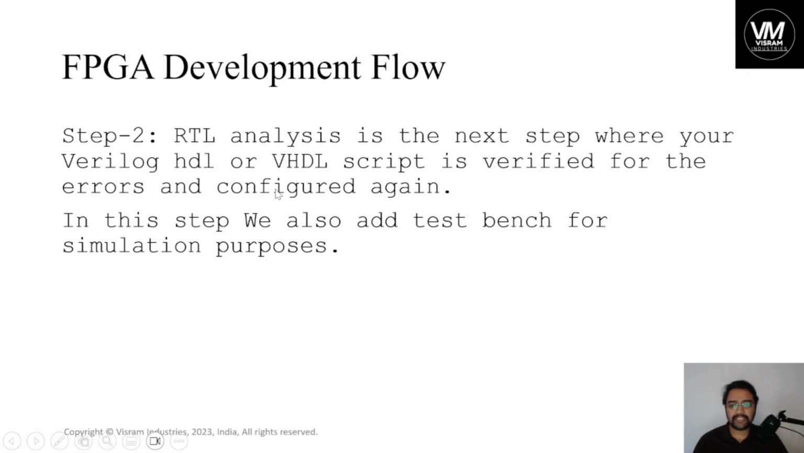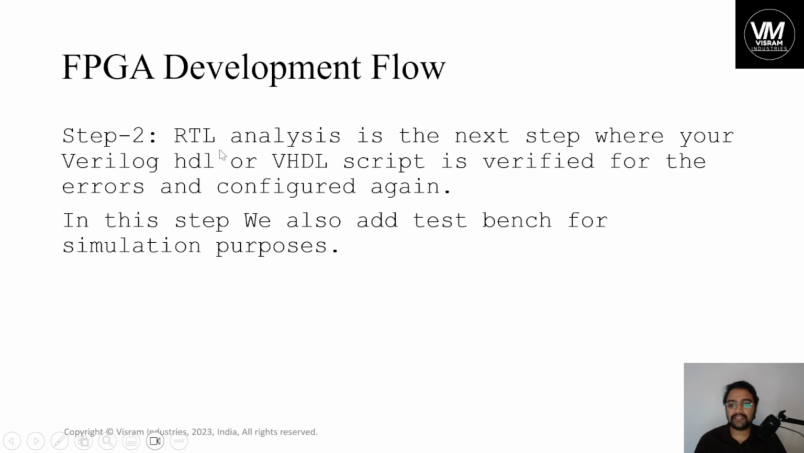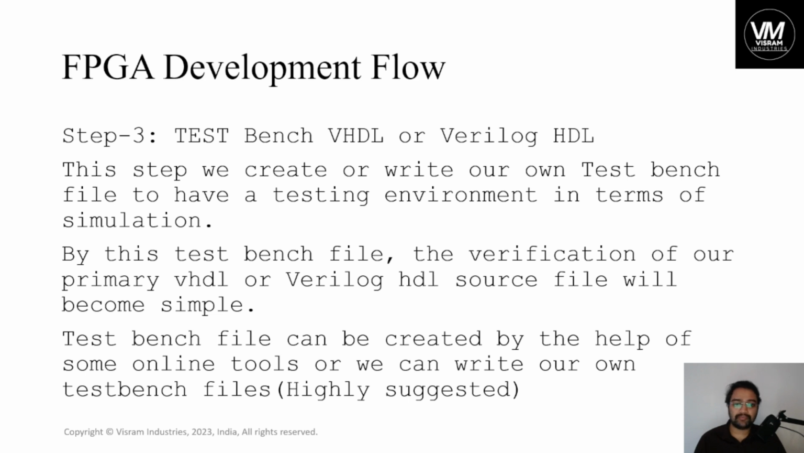Next, in the second step, you will take the RTL analysis as we have discussed. In this RTL analysis, the design is verified and configured again according to the HDL. After this, the RTL analysis can be run through the test bench in VHDL or Verilog HDL. The test bench is again an HDL file, but it is used only for testing the primary source file or primary architecture, to check whether the logic functionality is applied in the right way. Such functionality testing can be done using a test bench VHDL file. It's majorly used for verification.